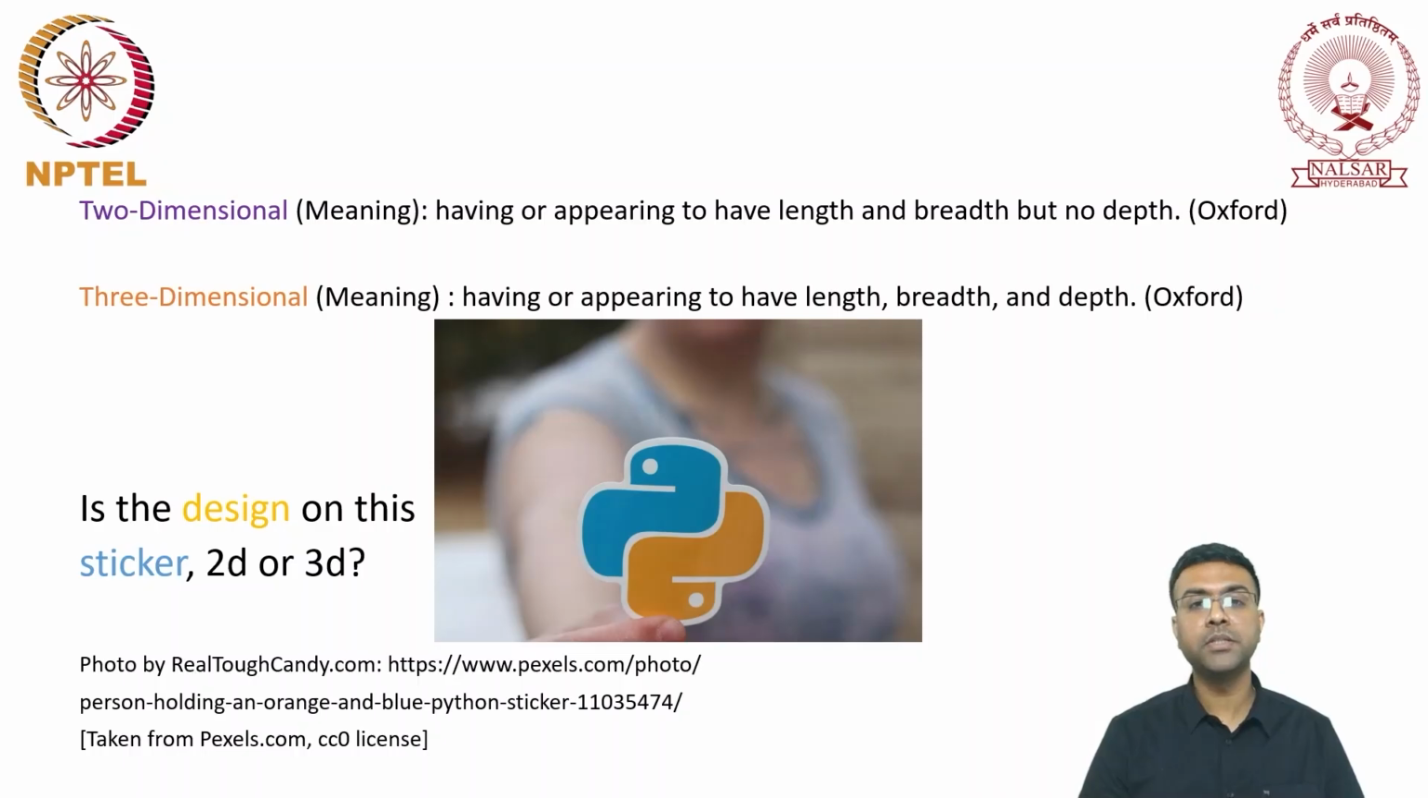But a prism, for example, a solid object, would be a 3-dimensional form. When you take a look at this particular image, which is essentially a sticker on which there is a pattern, what do you think this is? Is this 2-dimensional or 3-dimensional?